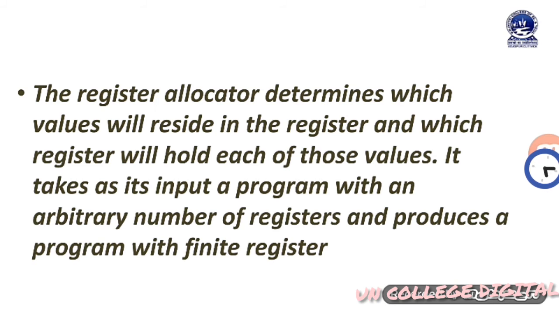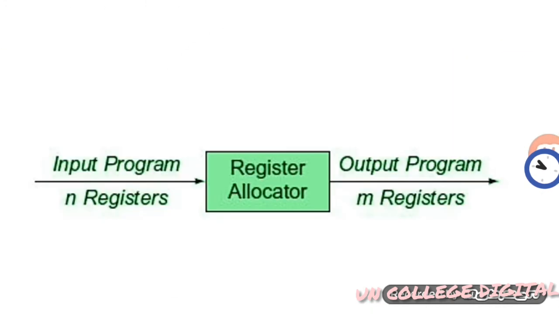For that reason, the register allocator takes some number of registers and the variables as input, performs some computation, and generates a finite set of registers which will contain your program variables. Here I have represented the register allocator in a diagrammatic format. You can see that the input program and n registers are passed as input to the register allocator, and it generates an output program and m registers.